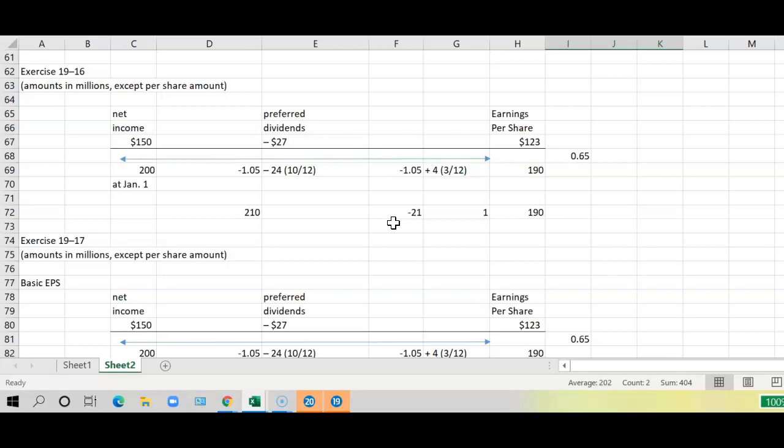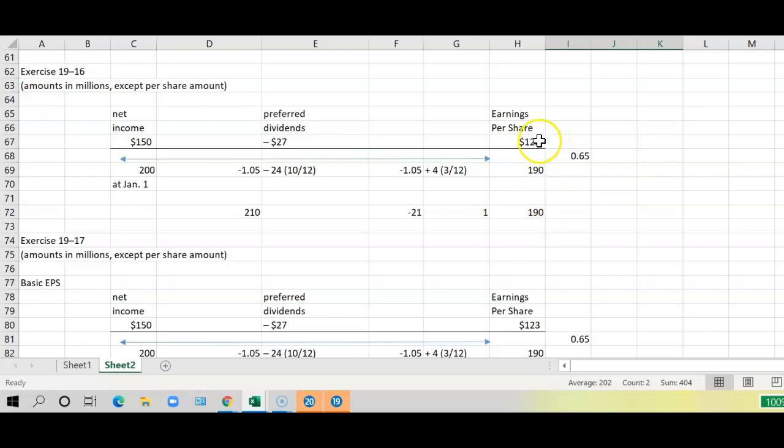And then after the stock dividend was declared in July 2021, on October 1st, 4 million treasury shares were sold. So it would be 4 million, and there were 3 months outstanding to the end of the year, times 3 divided by 12, which is 1. So 210 minus 21 plus 1 is 190 million weighted average shares outstanding.